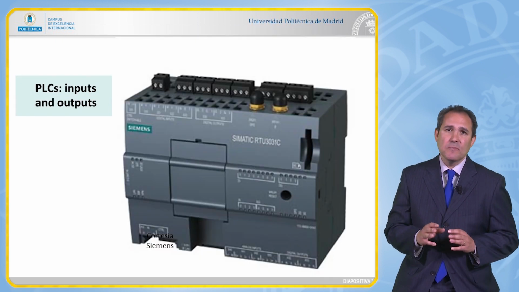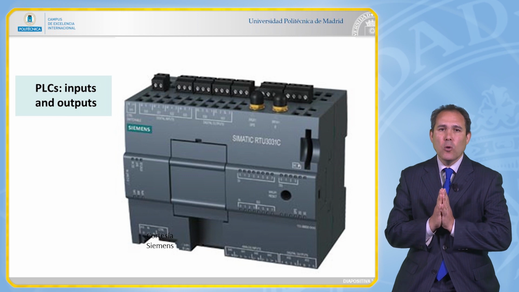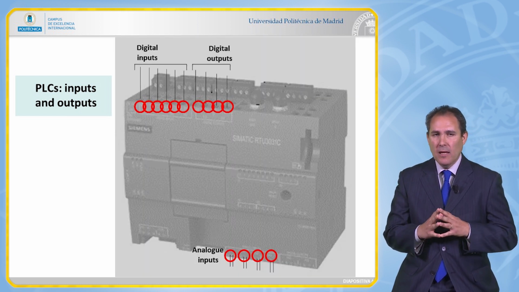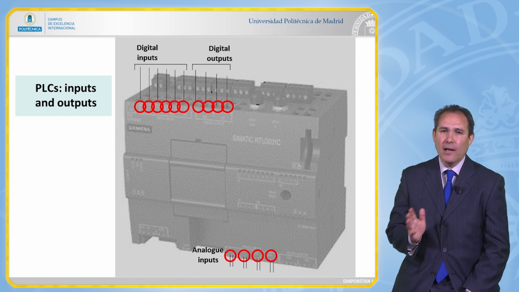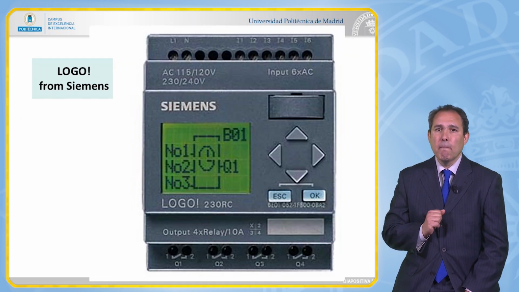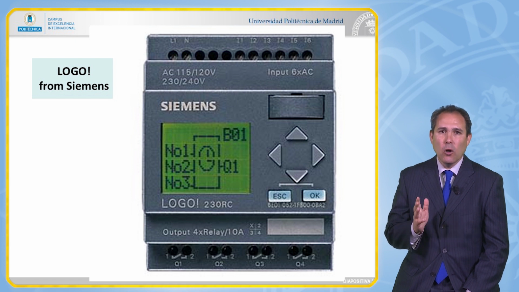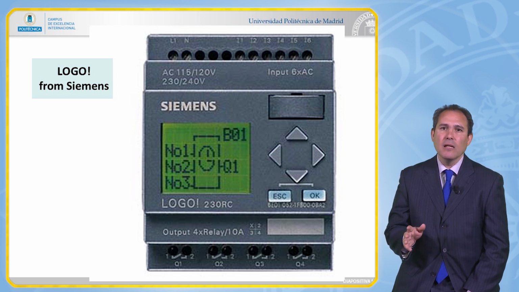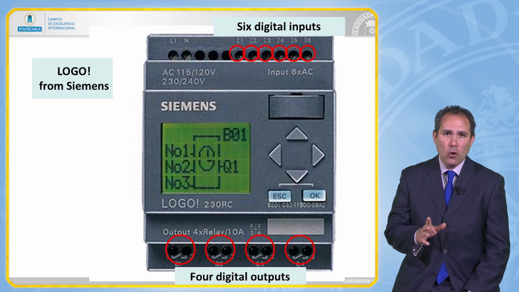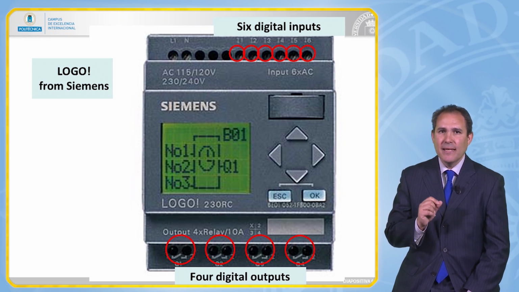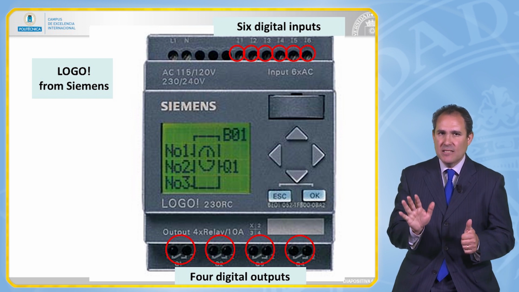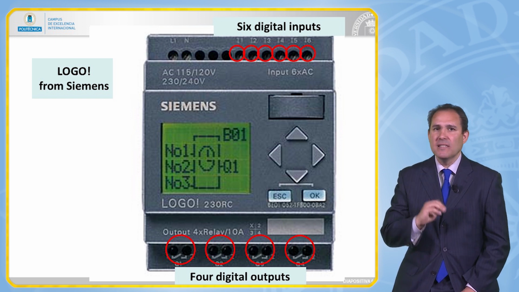The PLCs and also the specific controllers have certain numbers of inputs and outputs, which can be digital or analog. In certain PLCs, usually called modular PLCs, this number can be extended with additional modules. The LOGO! of Siemens in its basic configurations has 6 digital inputs and 4 digital outputs.